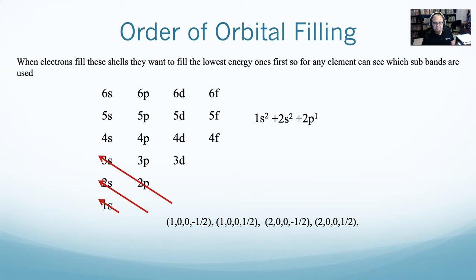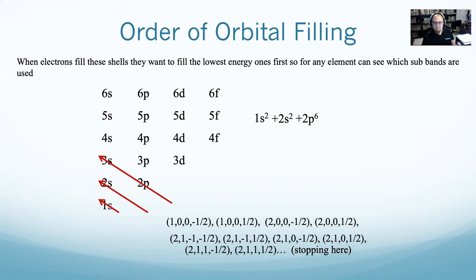Then we go to 2p. 2p can hold 6 electrons. I'm not going to bother listing everything on the bottom here just because it's going to get ugly. After 2s goes 3s, which can hold 2 electrons. After 3s goes 3p. And you would think after 3p would go 3d, but look at my arrow. And that's why we're going to do it this way. After 3p is 4s, because 4s is less energy than 3d.